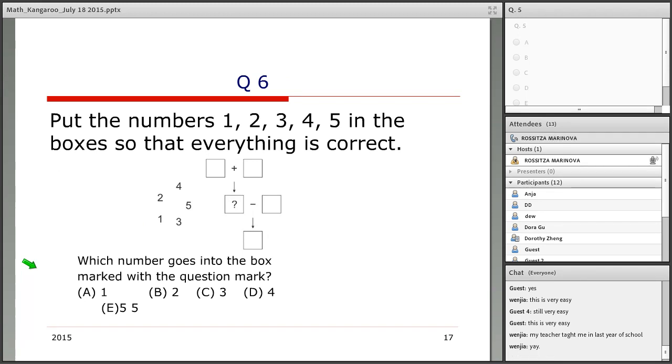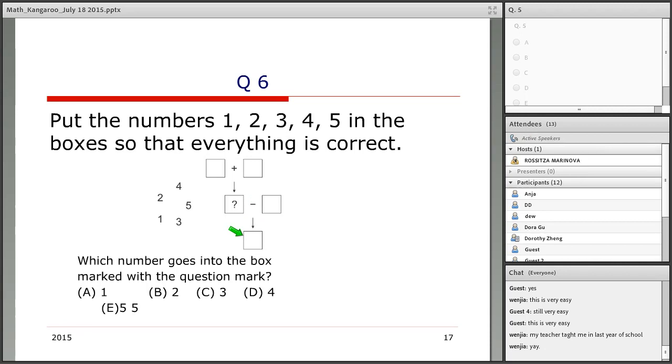Okay, here, let's understand the question first. It says, put the numbers 1, 2, 3, 4, 5 in the boxes so that everything is correct. Now, I'm just going to show you over here with my pointer. This is my square plus square. Then you see there is an arrow over here which is pointing downwards. So, whatever answer you get, you are actually taking it over here, wherever your question mark is. Whatever answer you get, minus a number. Again, there's an arrow pointing downwards, and you get the final answer.